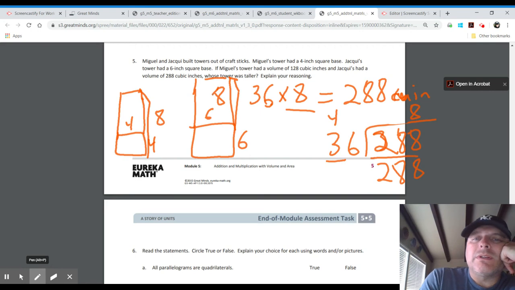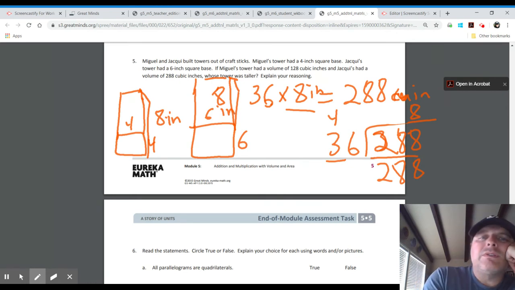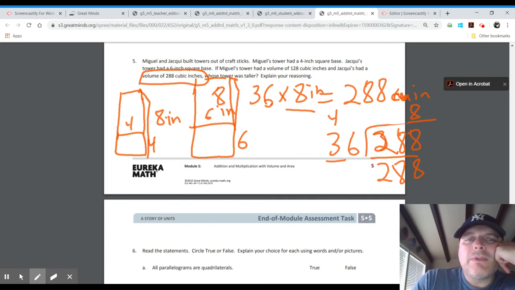So whose tower was taller? We just found that both towers are 8 inches. So 8 inches is the height of the tower on both of them. 8 inches and 8 inches. So even though she had a larger volume, or how much space inside of her tower, they both had an 8-inch tall tower, because she had a larger volume and he had a smaller volume, but they had the same height.